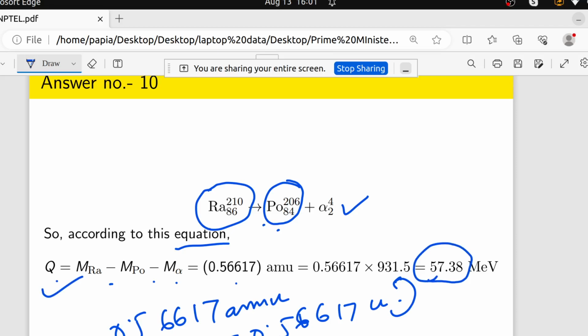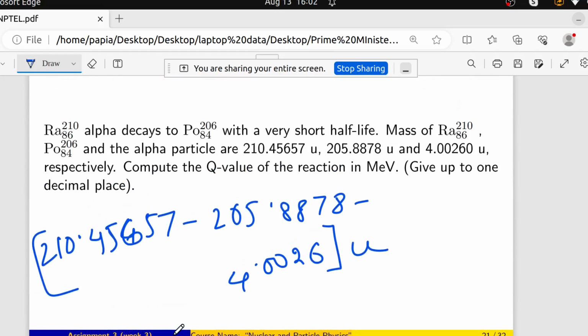You can obviously calculate that one. Let's say 5.56617 into 931.5, then it is 5.661931. Oh sorry, no, there is one mistake maybe. Let me check.